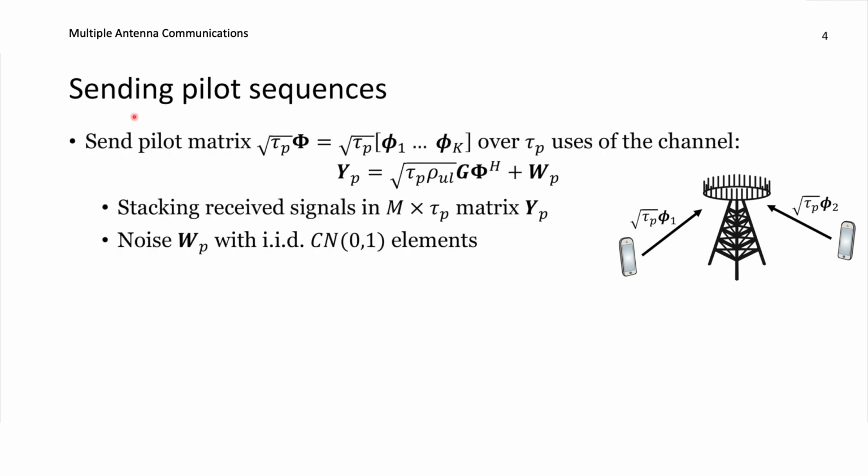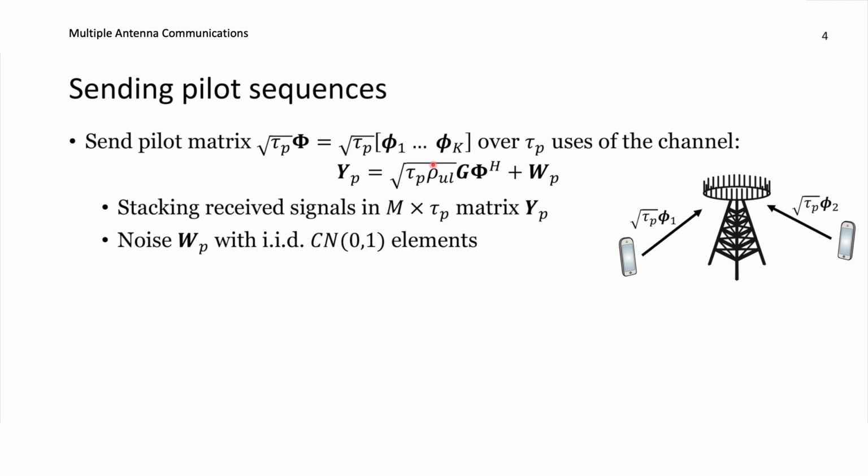What we will be sending over our system is a pilot matrix, square root of tau p, and then Psi as a matrix, which is containing these different pilot sequences as the columns. So this matrix here is going to have tau p as the number of rows and K as the number of columns. And by construction, Psi is a unitary matrix, so we take Psi, multiply it with its Hermitian transpose, and we're going to get an identity matrix, and that is something that is important to use later on. And we are sending each row of this matrix over the channel at one particular use of it.